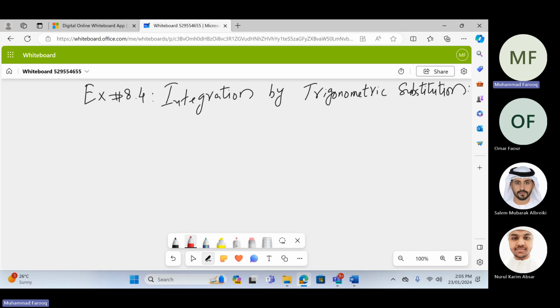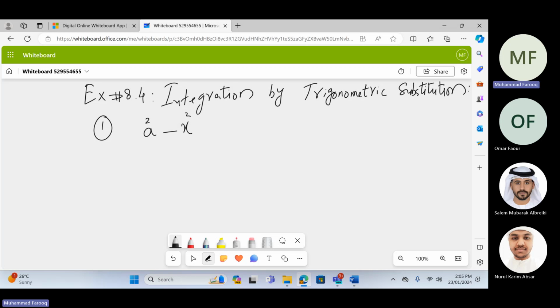Now, the condition is when you use sine, secant, or tangent as substitution. So please note down the condition. Number one, if your question looks like this: constant square minus function square, a square minus x square. It's better I use x.